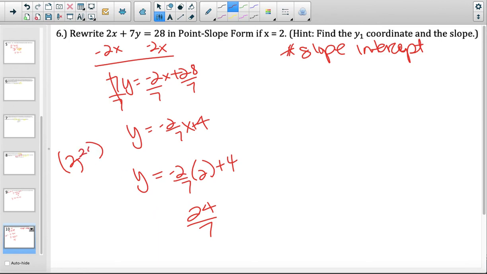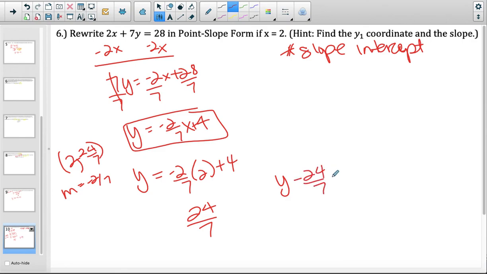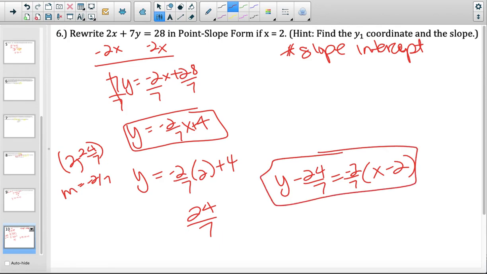So 24/7 is going to be the y coordinate. And if I go back to my y equals mx plus b, my m is negative 2/7. So then my equation would be y minus 24/7 equals negative 2/7 times x minus 2. And that again is my final answer for point slope form. The slope-intercept form here was just helping us get our answers.